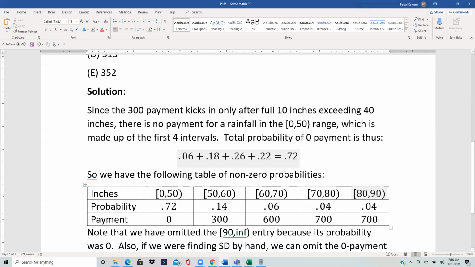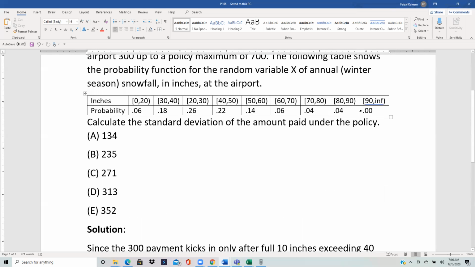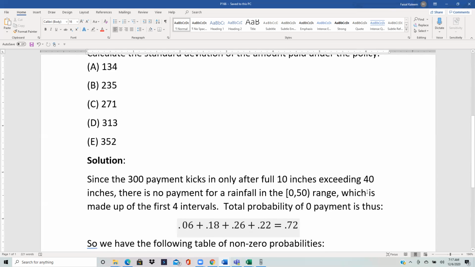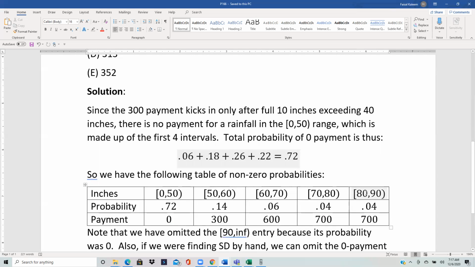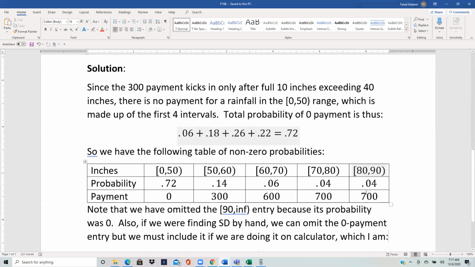Now there was one more interval, 90 to infinity. There also the payment will be 700, but the probability of that was 0. Since that's never going to happen, they may well have just omitted this entry. Also note that since 70 to 80 and 80 to 90 both have the same payment of 700, we could have lumped these two intervals together into a 70 to 90 interval with a probability of 0.04 plus 0.04 equals 0.08 and a payment of 700.